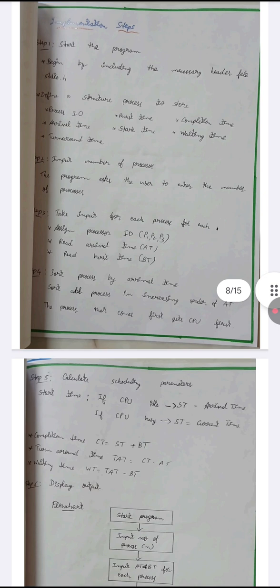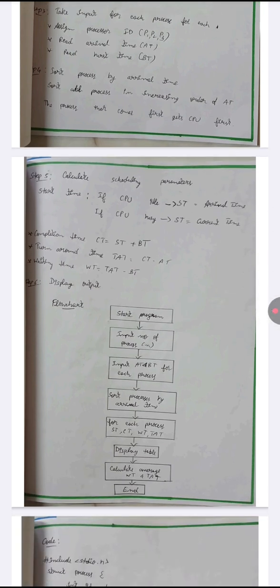Sort processes by arrival time, in increasing order. The process that comes first gets the CPU first. Calculate scheduling parameters. Start time: if the CPU is idle, start time equals arrival time; if the CPU is busy, start time equals current time. Completion time is start time plus burst time. Turnaround time is completion time minus arrival time. Waiting time is turnaround time minus burst time.